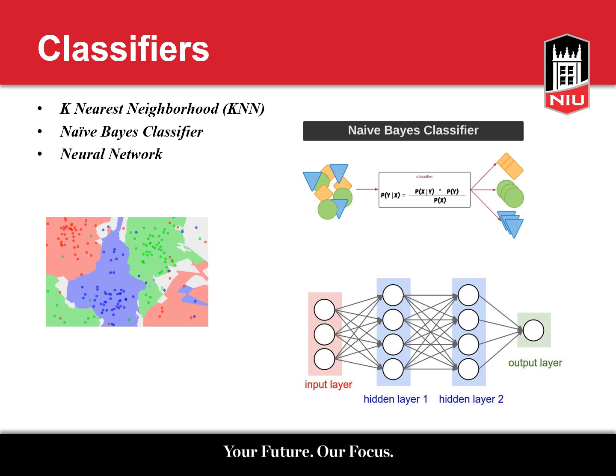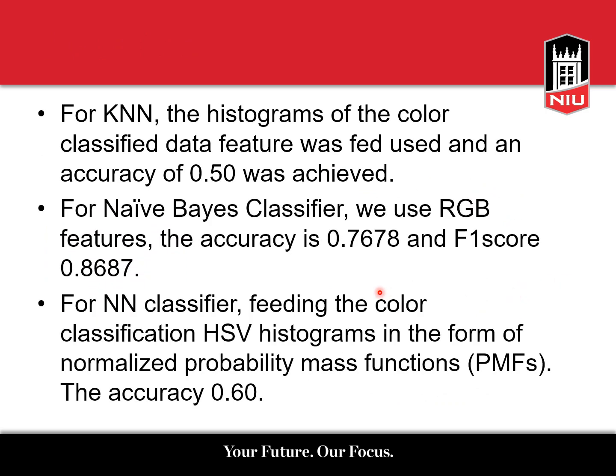reasonable outcome performance. So for KNN, the histogram of color classifier data feature was used, and we get accuracy of about 50%. So this is not very attractive. However, KNN is generally used as a baseline to assess other classifiers' performance. So we still keep this result. This one will be the baseline for other classifiers.